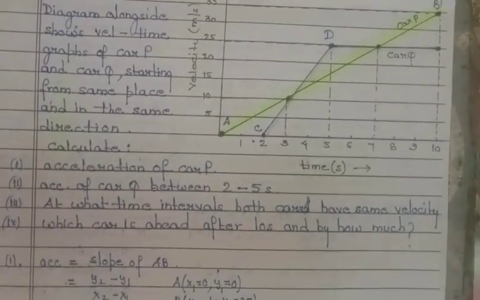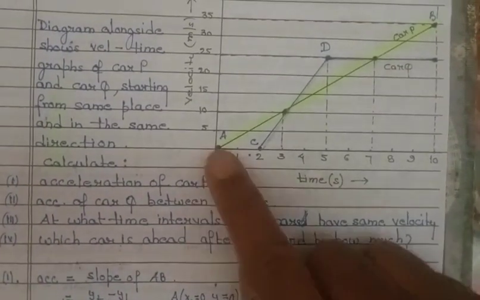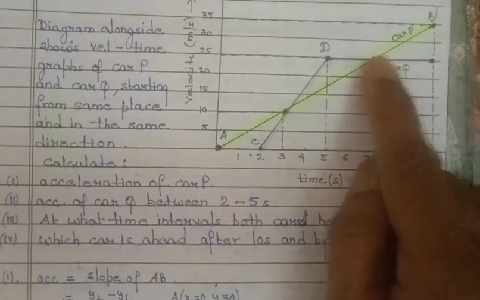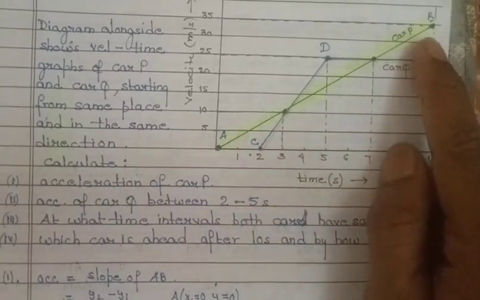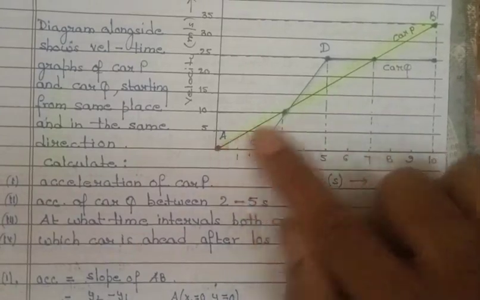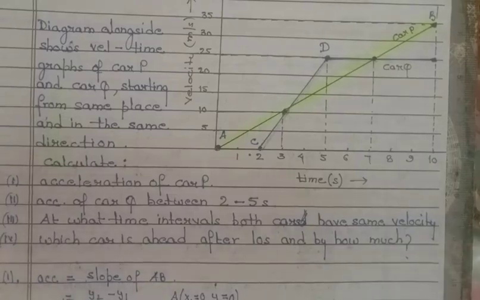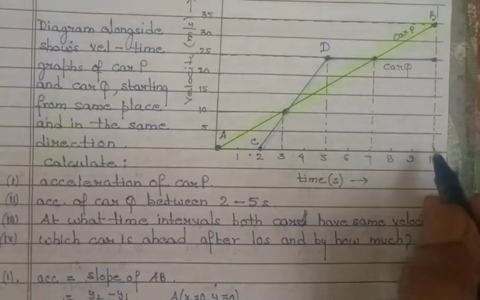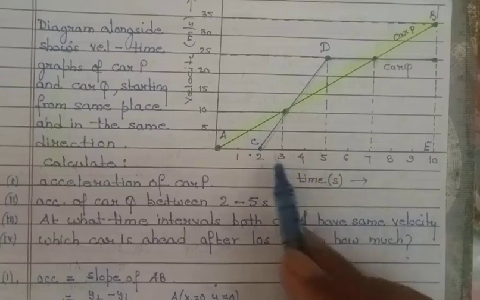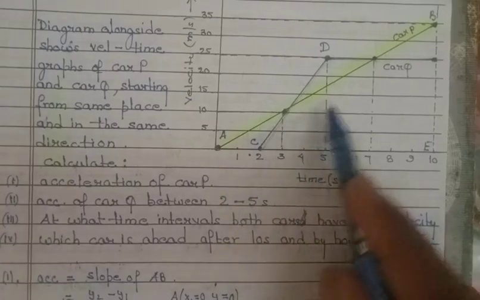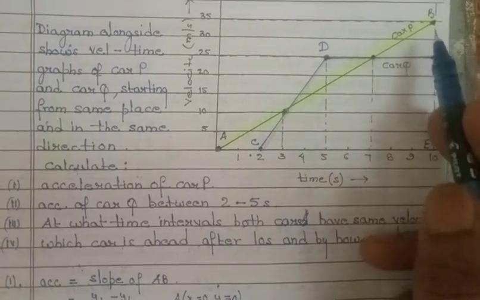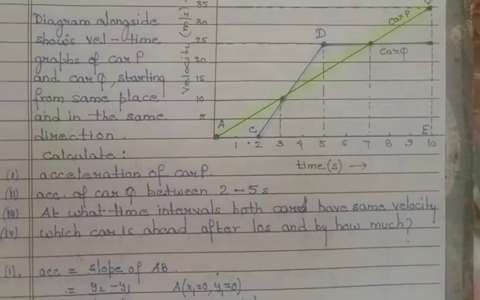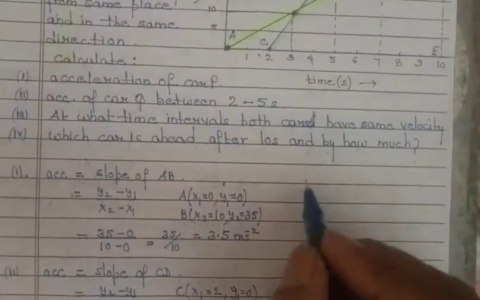Okay, see, for car P this is the sketch. Now this is the sketch for 10 seconds. So to get the distance traveled in 10 seconds we need to calculate this area. So to calculate this area, let this point be named as E. So to calculate the distance traveled by the car P in 10 seconds, we will calculate the area of the triangle ABE.